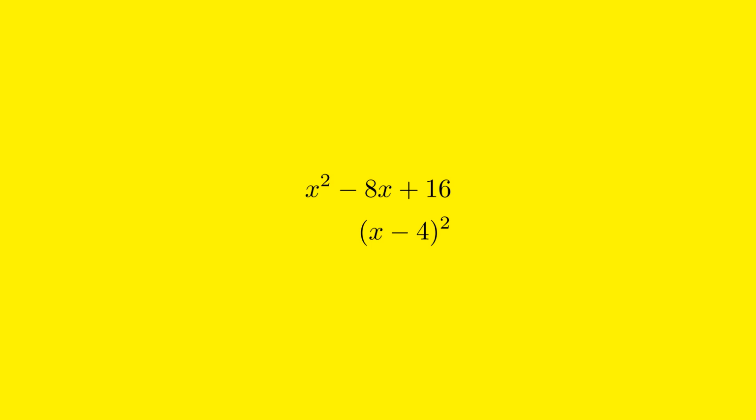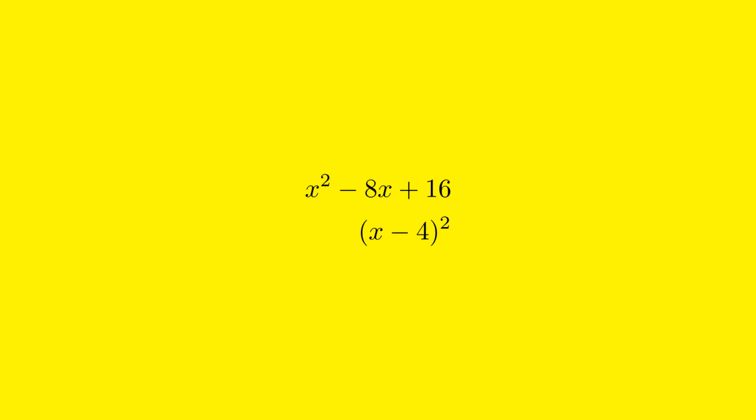Here, we should recognize that 16 is a perfect square, as it is 4 squared. Additionally, the middle term, minus 8x, fits a specific pattern related to the perfect squares. Specifically, 8 is twice the value of 4, which matches our perfect square term.